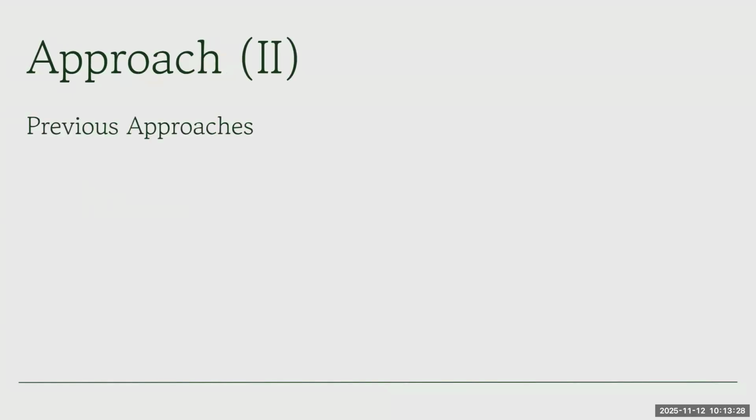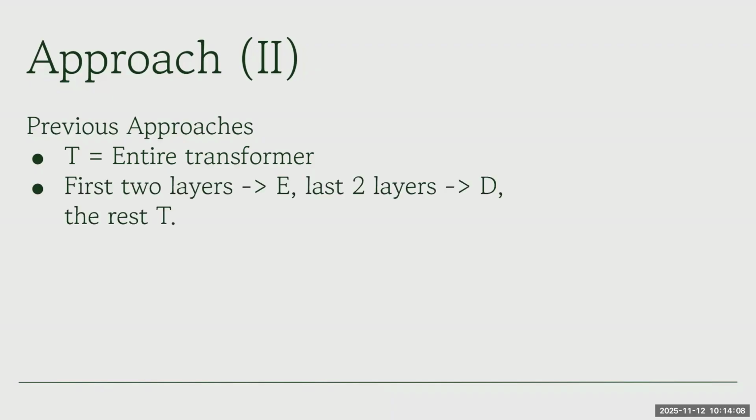Before we move to what they did next, previous approaches to latent reasoning: the most common thing is you use the entire transformer as the thinking block. So your entire transformer is a recurrent unit in itself. Then you're just passing the residual stream vector. Instead of embedding into vocabulary space, you take the residual stream vector and pass it into the first layer. So you treat the entire transformer that way, or you arbitrarily denote the first two layers as encode, the last two layers as decode, and the rest in the middle as the thinking block.